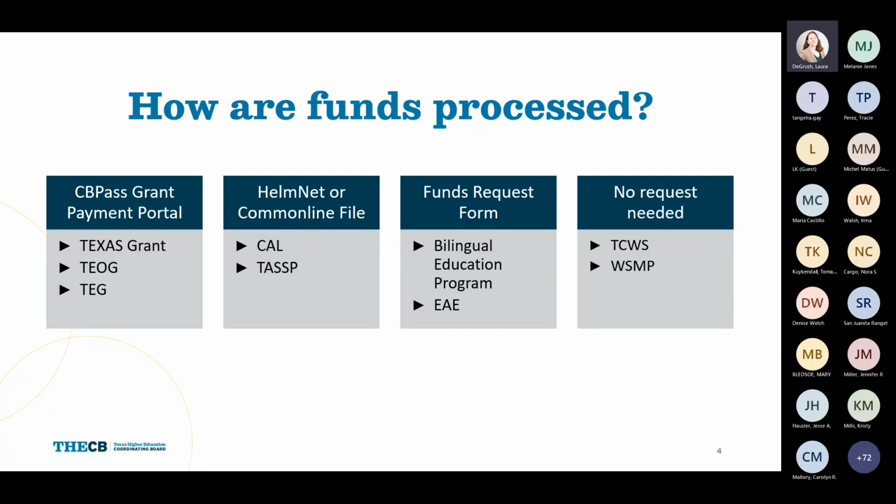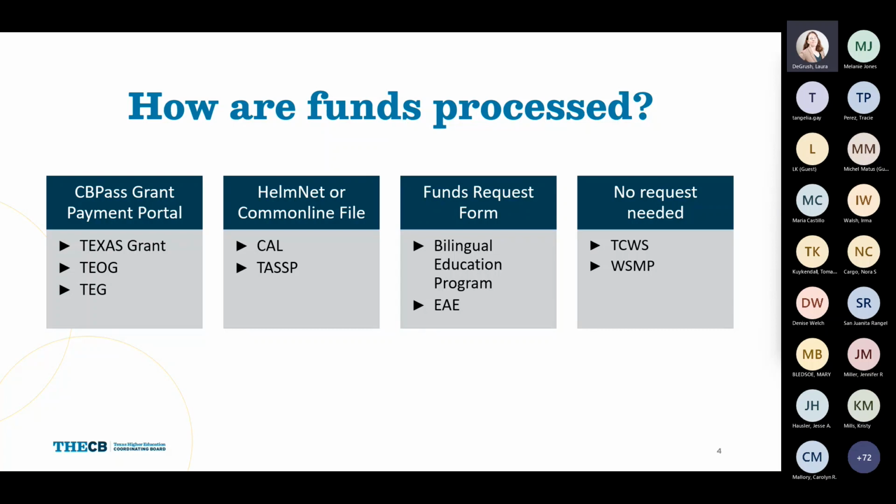In terms of understanding how funds are processed and all the different avenues of portals, forms, and methods, we're going to highlight how these are distinct for each state financial aid program. To start off, we're going to look at the grant payment portal and the process that you'll be able to find with the CBPass portal.